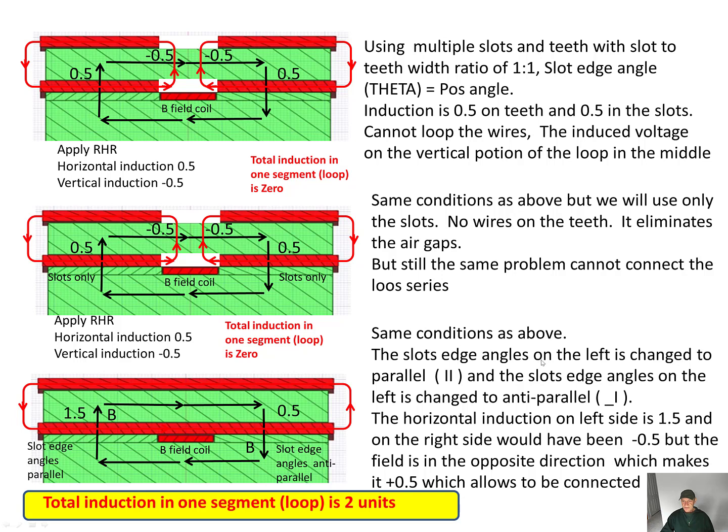The slot edge angles on the left side are changed to parallel, and the slot edge angles on the right are changed to anti-parallel. The horizontal induction on the left side is 1.5, and on the right-hand side it would have been 0.5, but the field is in the opposite direction, which makes it plus 0.5, which allows them to be connected in series. Total induction in one segment is 2 units: 1.5 from the left, 0.5 from the right.